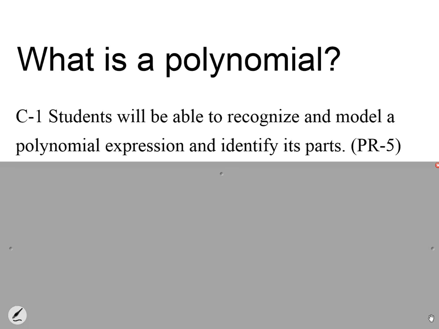Hi everybody, today we're going to be looking at an outcome in the grade 9 math curriculum. We're going to look at the question, what is a polynomial? This is part of the C-1 outcome. Students will be able to recognize and model polynomial expressions and identify its parts. This video will focus on recognizing a polynomial. Future videos will focus on modeling a polynomial using algebra tiles and then identifying its parts in another video.